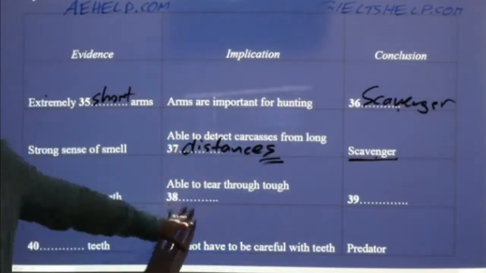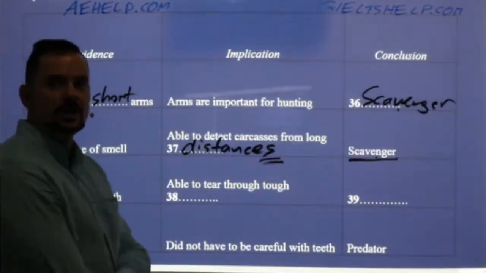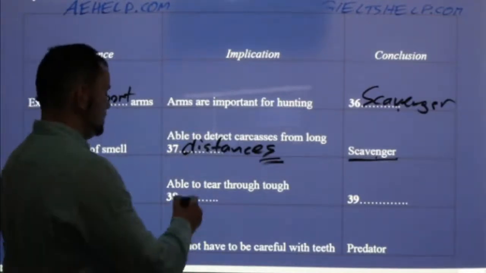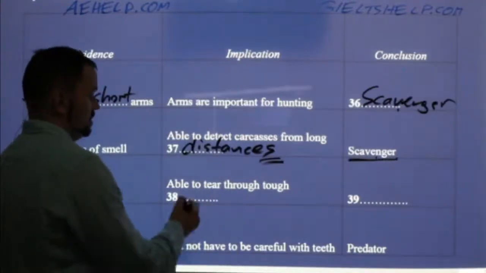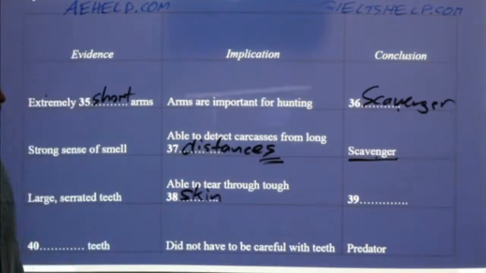Makes sense. This should be fairly intuitive. Able to tear through tough skin. Good job on the answers so far. A lot of you are getting them correct. Good job, Carolina. Nice job, Sammy. Not skins, Aurora, just skin. Okay, we generally don't count skin, interestingly enough. You can, but we generally don't. So able to tear through tough skin.